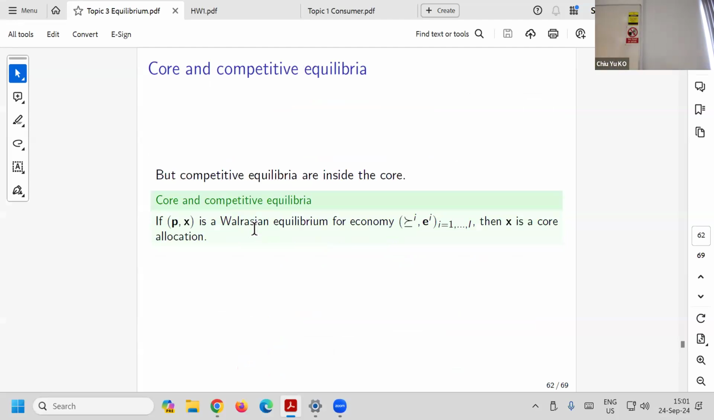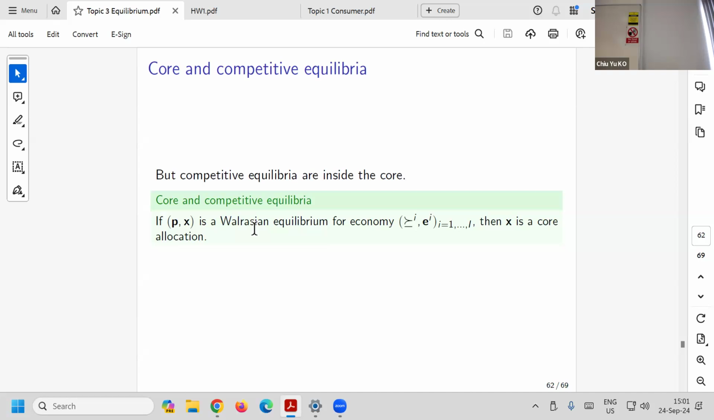So why do we want to care about this kind of game concept? Historically, they are useful in many contexts, but one of them is saying that we don't really rely on price, right? There are many things that can be done. We want to see if the Walrasian equilibrium is part of the core.